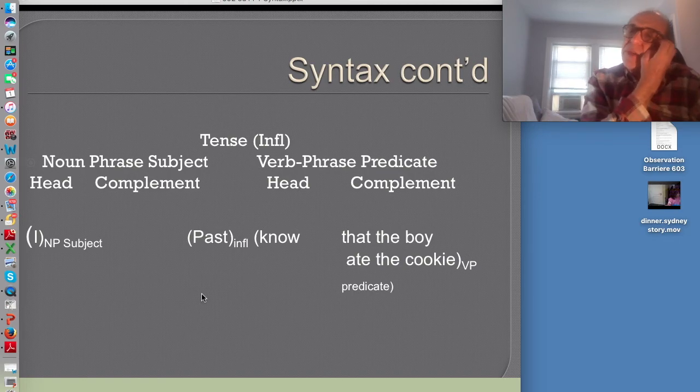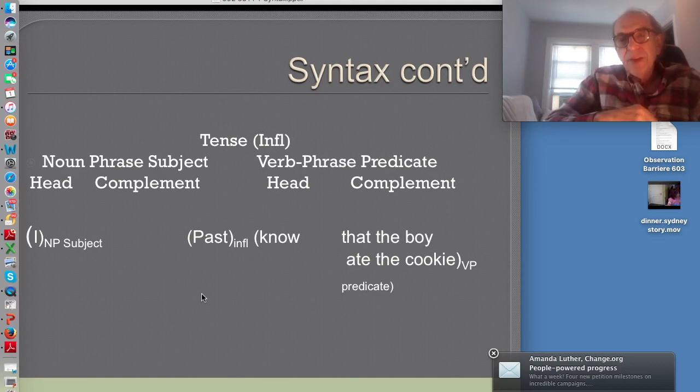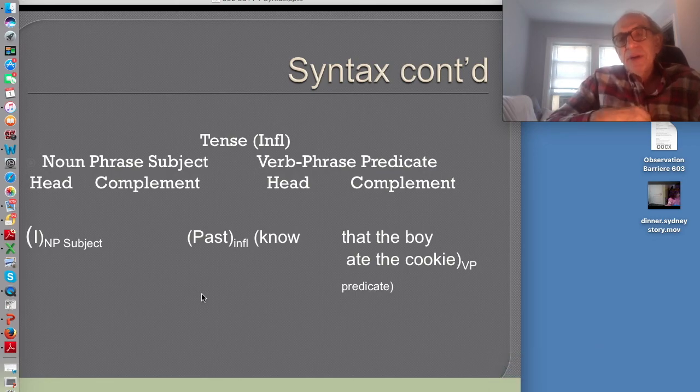Know that the boy ate the cookie. Now on that one, know is the head verb. The full predicate is know that the boy ate the cookie. And know that the boy ate the cookie, hopefully you recognize that as expressing epistemic content, in which know is the head verb and the boy ate the cookie is the complement of know. And it's a full sentence.